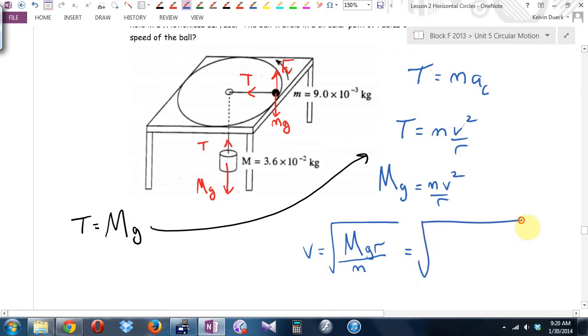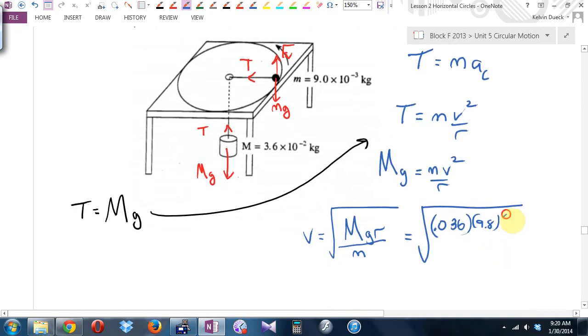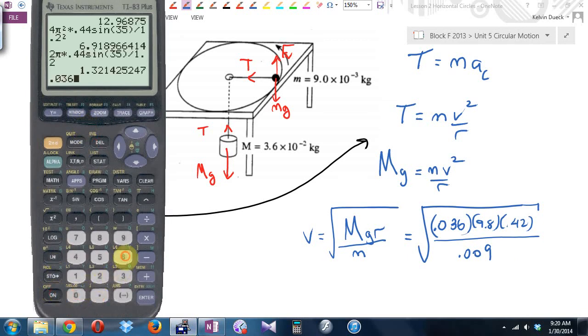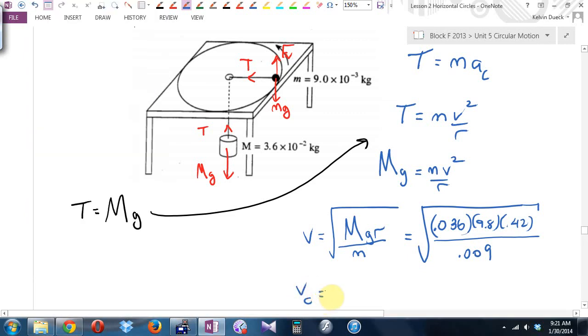It's going to be big M, 0.036. That's 3.6 times 10 to the negative 2, times 9.8, times the radius, 0.42, divided by little m, 0.009. That's 9 times 10 to the negative 3. Square root. It's going to be 4 point something. 4.06 meters per second. And that's my centripetal or circular speed. If I sped up, you would see that that big mass would slowly start to climb up. If I slowed down, that big mass would slowly start to pull it down.